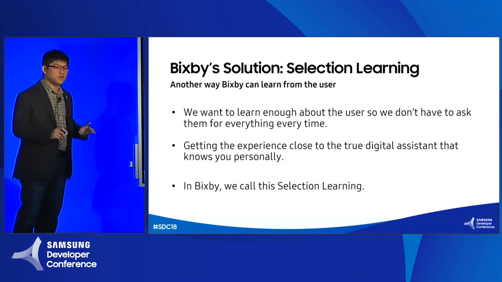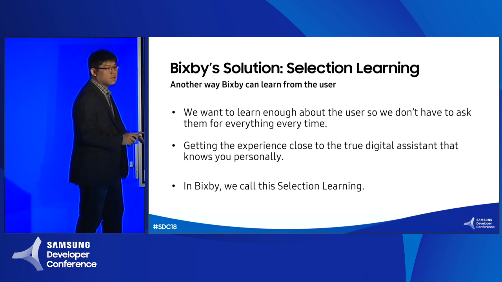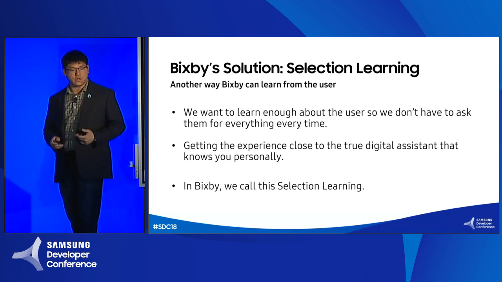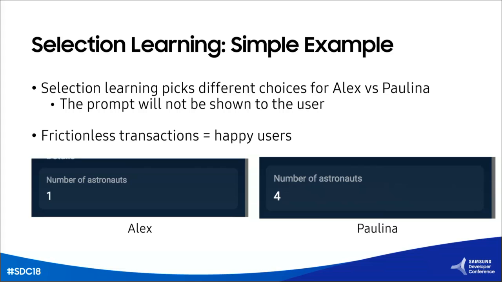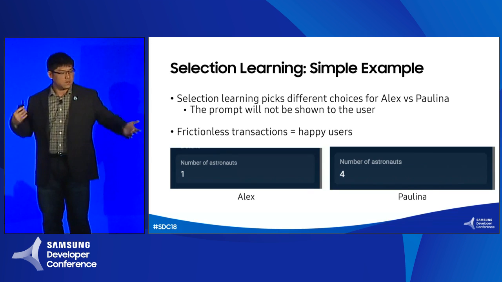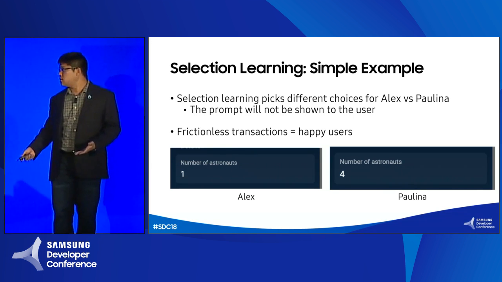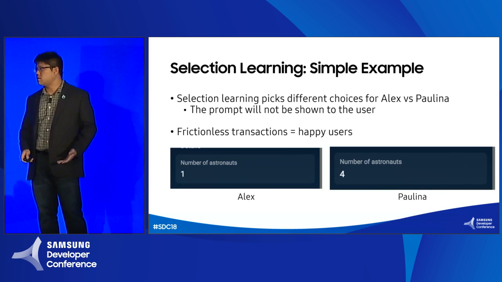We want to build a true digital assistant that knows you personally. And in Bixby, we call this selection learning. Selection learning will pick different choices for different users once it's confident. For example, I like to travel alone, so when I book a space resort, Bixby can default to 1 astronaut for Paulina. I like to travel with my family, so I want 4 astronauts.